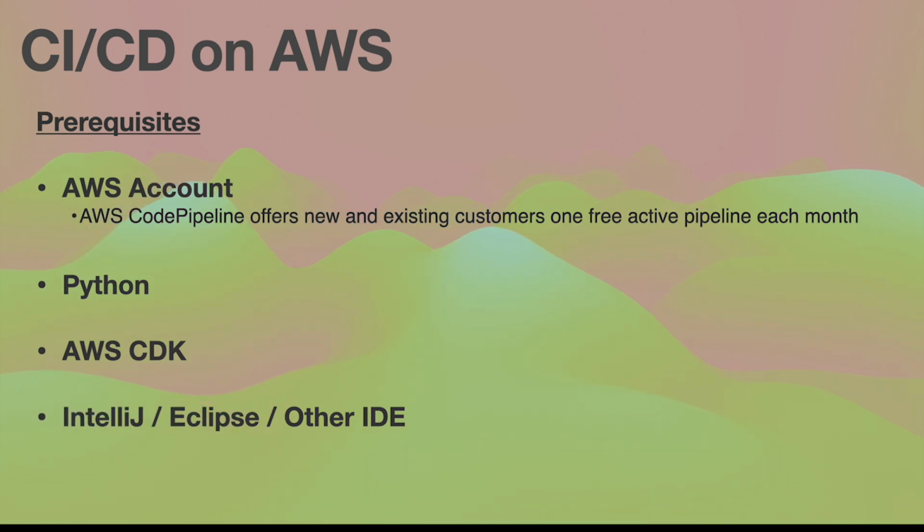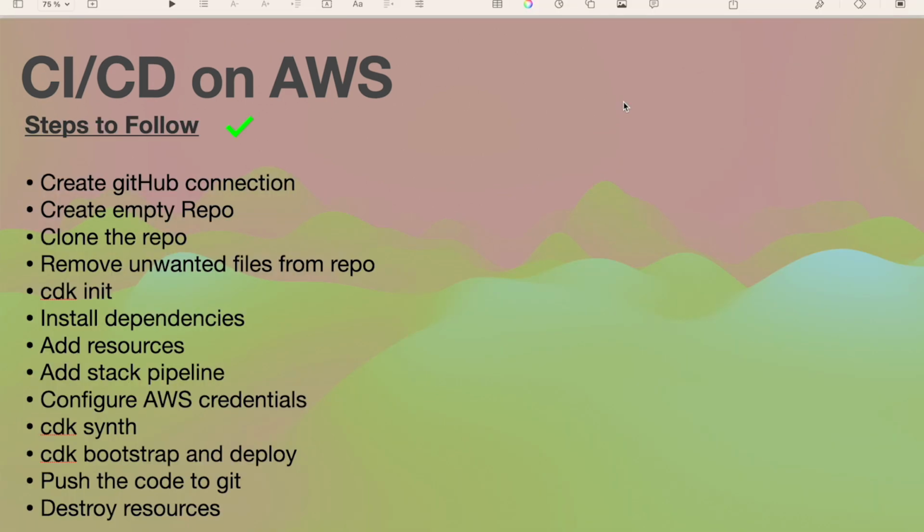So that's all from the theory perspective. Let's move on to the practical part, where we will create some code and deploy our resources with AWS CodePipeline. Welcome to the practical, where we will be deploying AWS resources using AWS CodePipeline, and we will be doing it all from scratch.